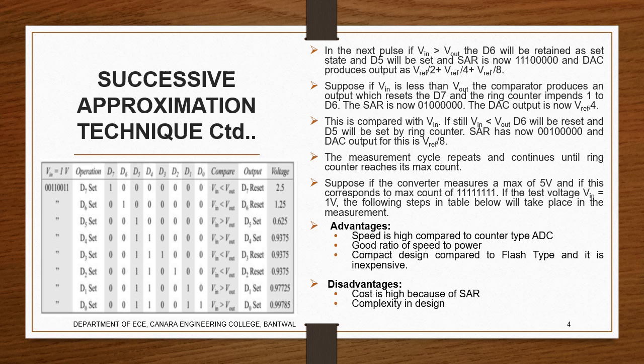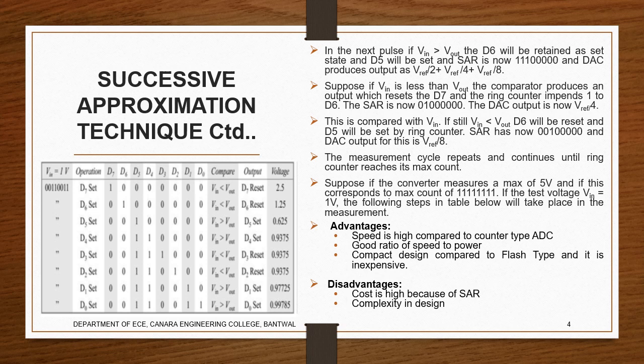What is it now? We have to consider D7 was 1 by 2, D6 was 1 by 4, D5 was 1 by 8, and D4 is 1 by 16. So V reference divided by 16 plus V reference divided by 8 gives 0.9375. V in is 1 volt, V out is 0.9375. Of course, you know V in is greater than V out. Again, that bit is retained.